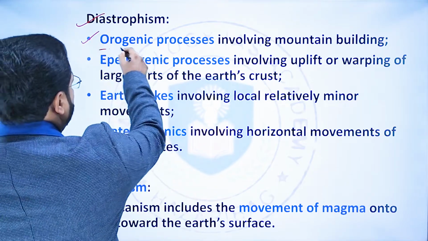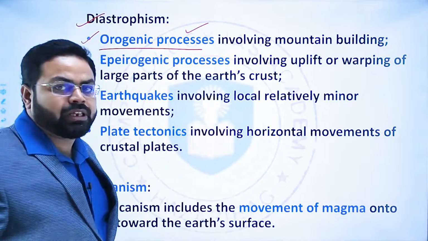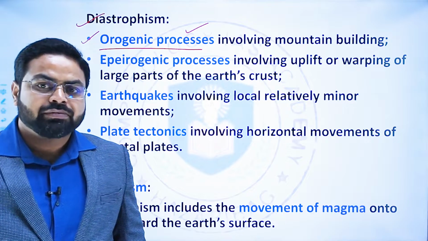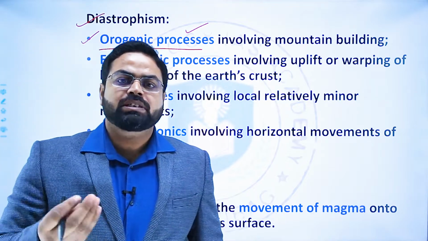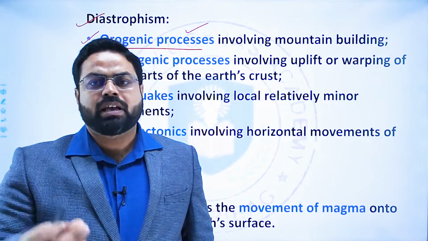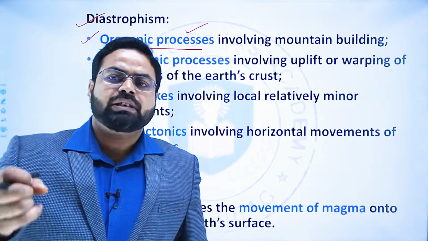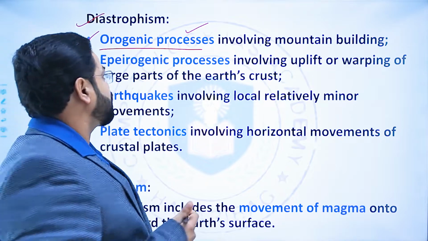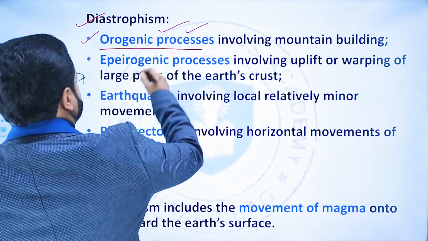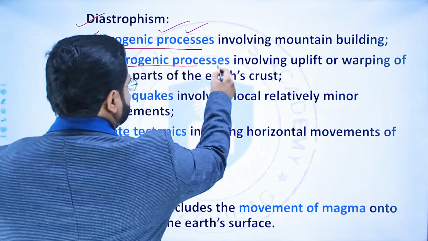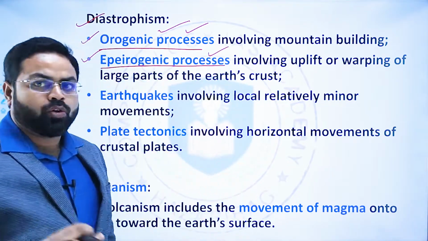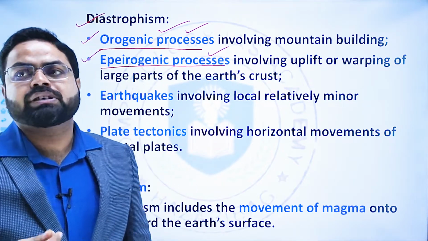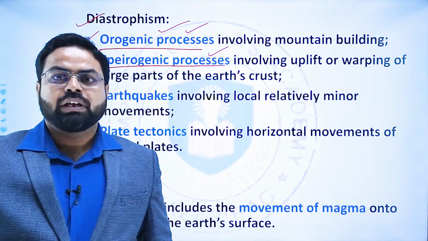The first one is the orogenic process, because of which the mountain ranges are built. We have seen various mountain ranges like the Himalayas, Rockies, Andes, Alps, Atlas, etc. All these mountain ranges are the product of orogenic processes. Thereafter, epeirogenic processes. Orogeny is a process in which new elevated physical features are formed.